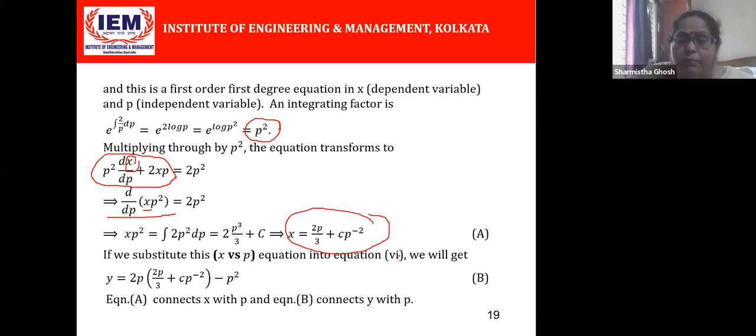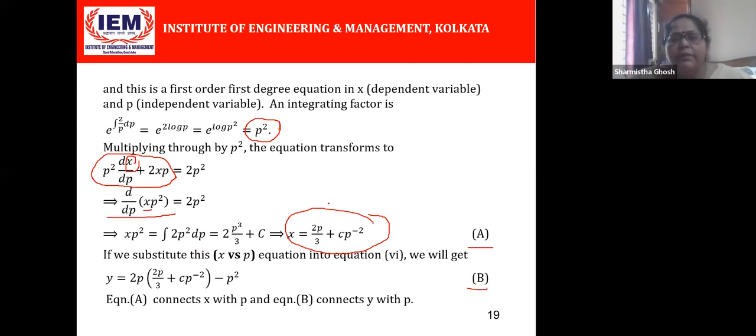So how do you resolve the problem? What we do is, instead of eliminating p, one way you can see it is that I am eliminating x from the first equation, putting the value of x like this in the first equation. What was our original equation? y equal to 2px minus p squared. So in place of x, I am writing this 2p by 3 plus cp minus 2. Now see, we have a set of equations written as a and b.